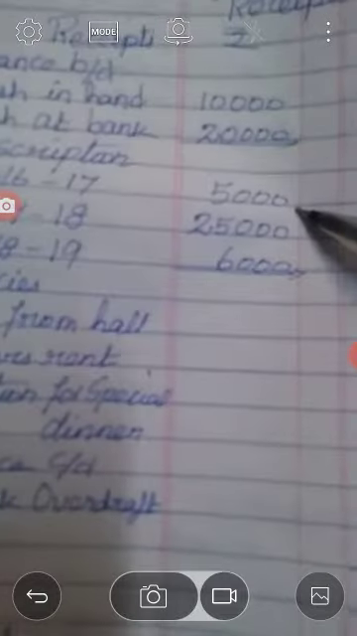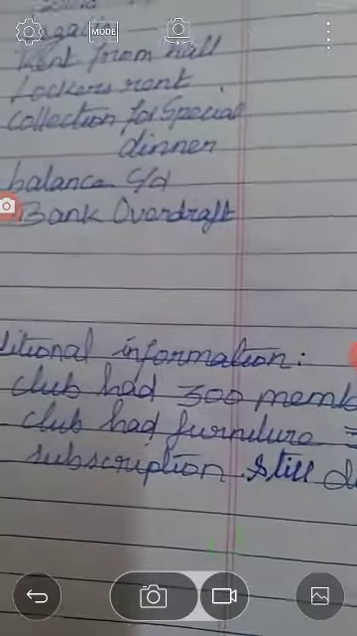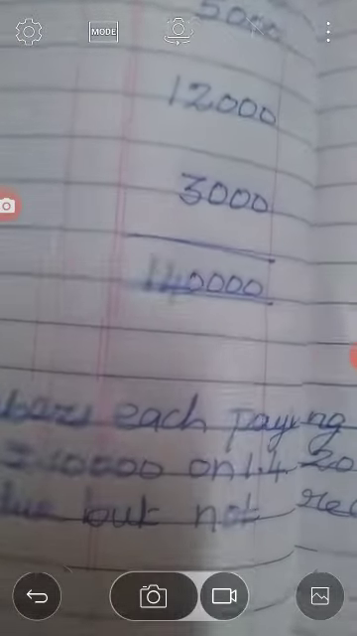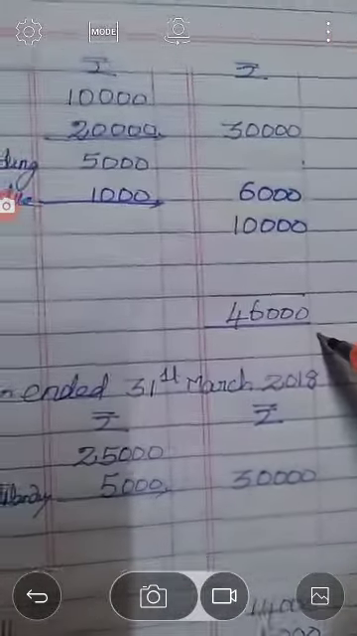This is the previous year 5,000. So still outstanding is 1,000 in the additional information. These amounts should be added and shown on the asset side. Then the club had furniture of 10,000 on 1/4/2017. This also should be shown on the asset side. So furniture 10,000. So after putting all of these and adding, it is 46,000. The same amount should be carried out here on the liability side.